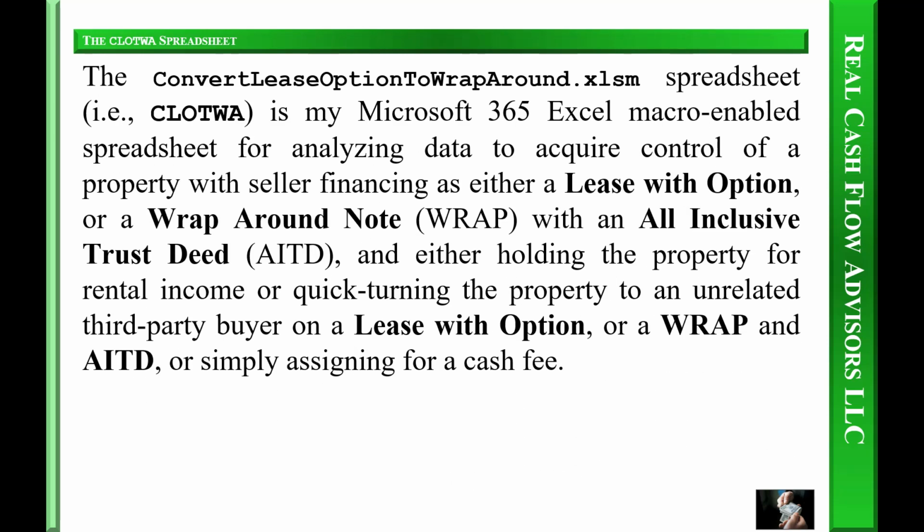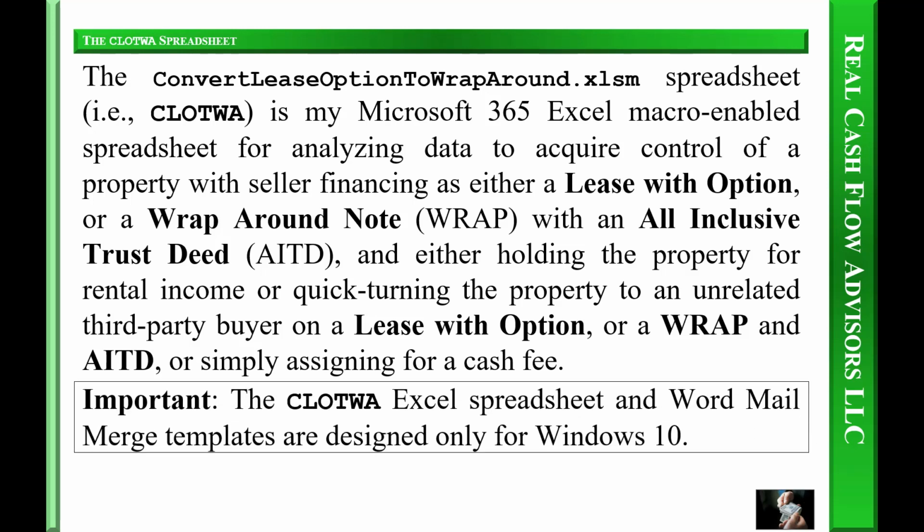The CLOTWA spreadsheet. The spreadsheet is my Microsoft 365 Excel macro-enabled spreadsheet for analyzing data to acquire control of a property with seller financing as either a lease with option or a wraparound note, a WRAP, with an all-inclusive trust deed, AITD, and either holding the property for rental income or quick turning the property to an unrelated third-party buyer on a lease with option or a WRAP and AITD, or simply assigning for a cash fee. Important. The CLOTWA Excel spreadsheet and the Word mail merge templates are designed only for Windows 10.